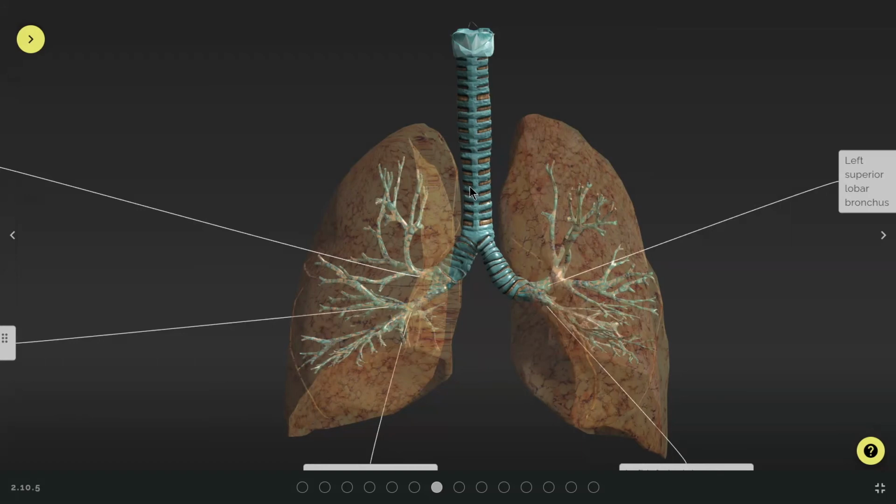And so that is how you get oxygen from the air outside that you breathe all the way into your lungs, into that blood, and so it can travel to the rest of your body.